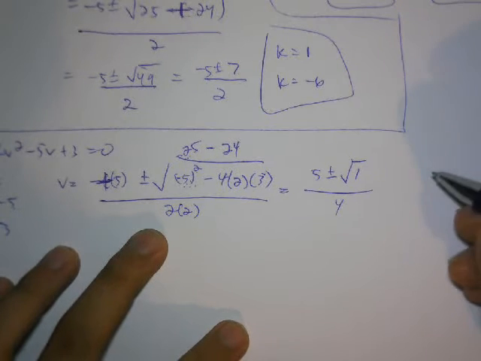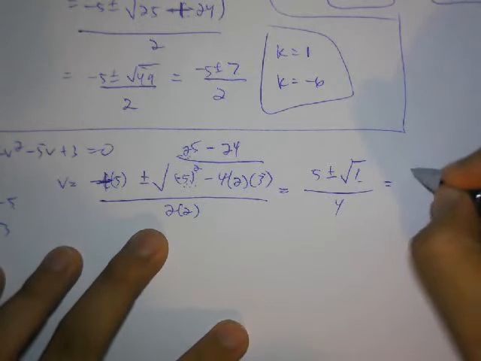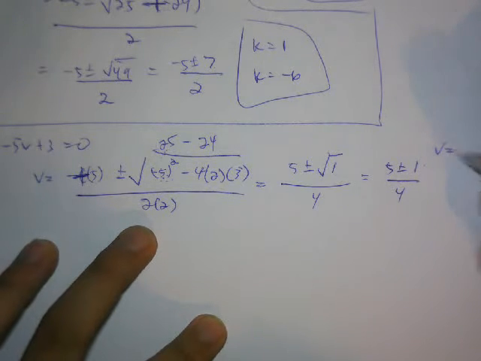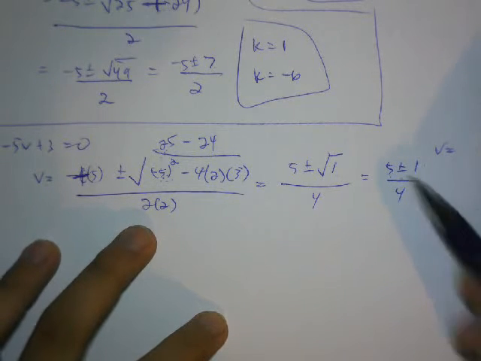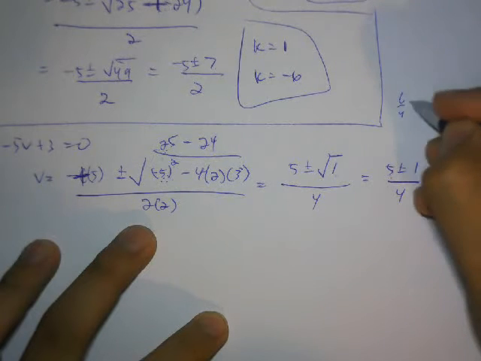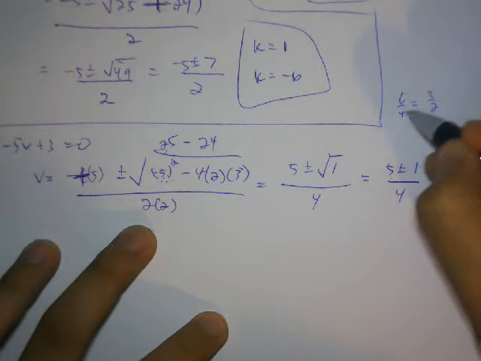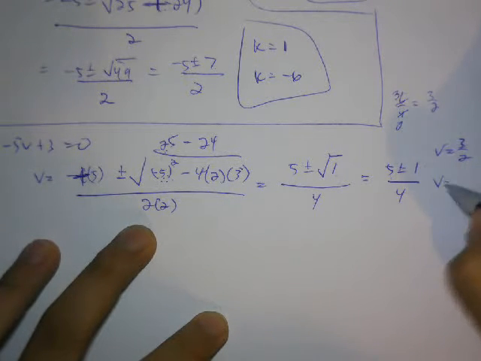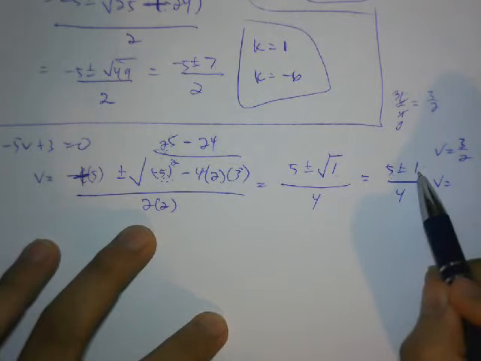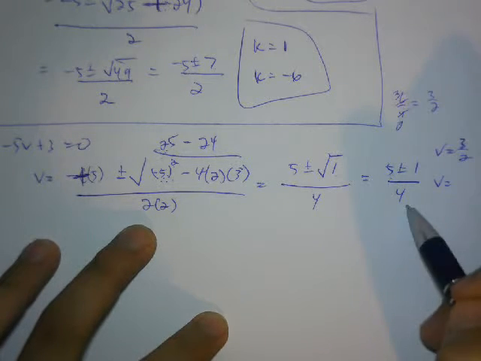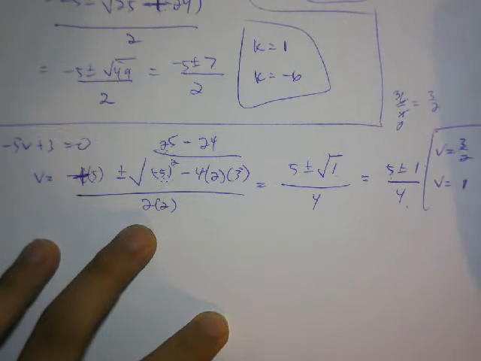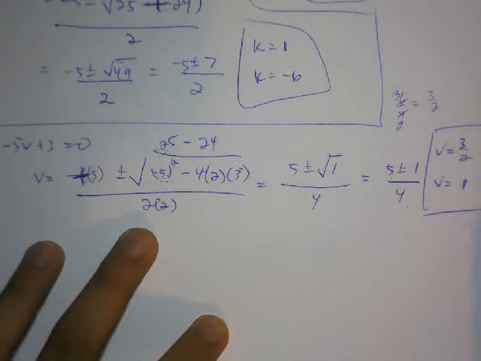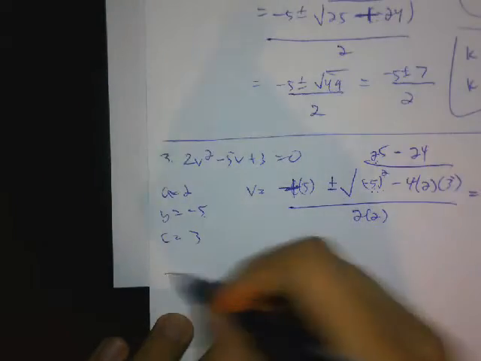So now that we have that, we can reduce it even further. The square root of 1 is 1. So we get 5 plus or minus 1 all over 4. So v is equal to 5 plus 1, which is 6 over 4. 6 over 4 reduces to 3 over 2. We can reduce each term by 2, sorry. So that's 3 over 2. Or v is equal to 5 minus 1, which is 4, divided by 4 is 1. So there are two answers. Alright, number 4.